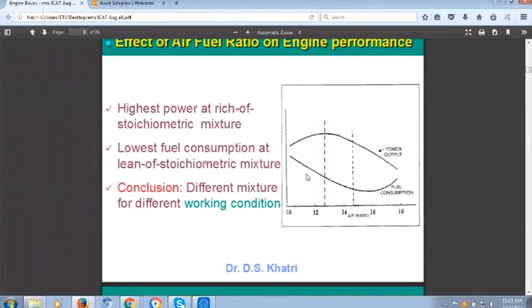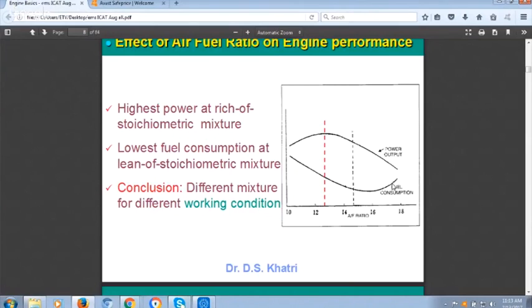But at what cost? My fuel consumption will increase. This lower curve is the fuel consumption curve. Now suppose you say, sir, I am bothered about fuel consumption. My bike should give maximum average. It should run 100 kilometers on 1 liter of petrol.